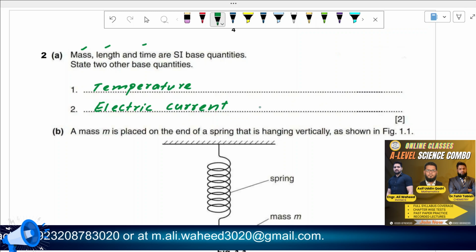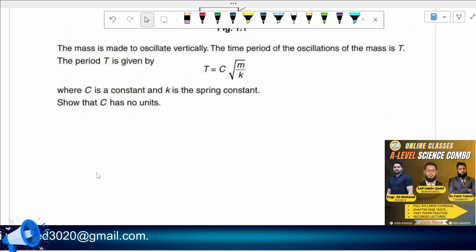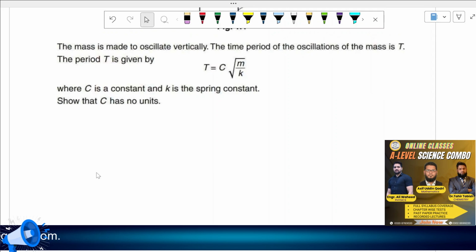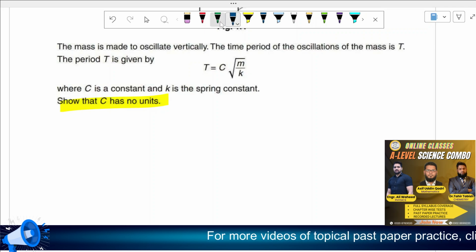Charge is a derived quantity. The base quantity is electric current. So then we have this question. This is the question from base units. We need to show that C has no base units.